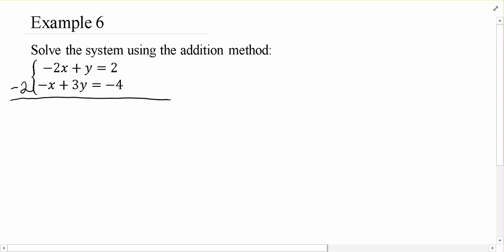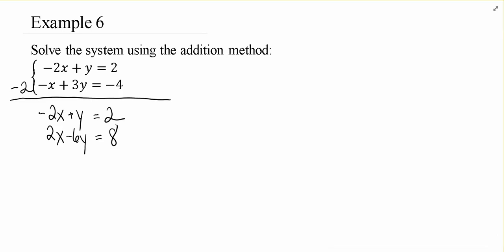Now, when I do that, I'm going to rewrite the entire system. Remember, the system stays together right now. So I'm just going to rewrite the first equation: negative 2x plus y equals 2. And as I distribute the negative 2 across the second equation, I'm going to get positive 2x, negative 6y equals positive 8. Now my x's are opposites of each other. So now we can do what we did in that simple example.